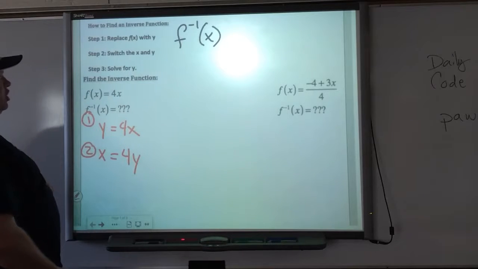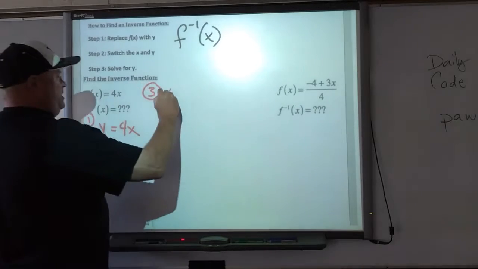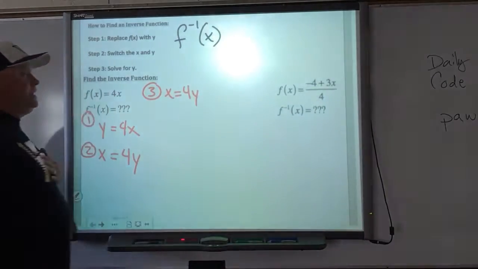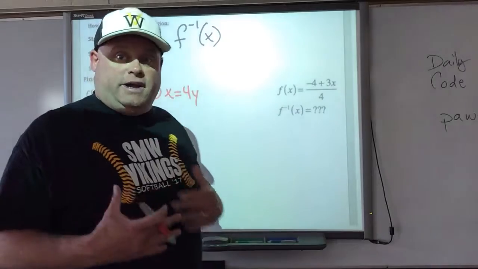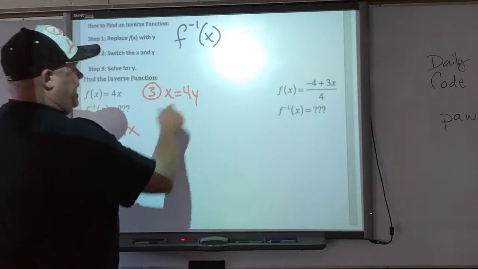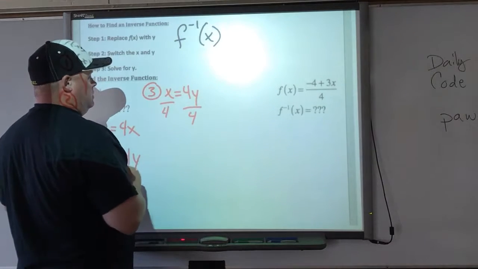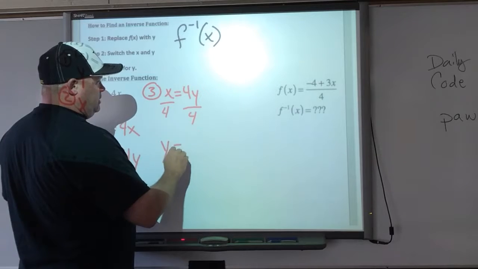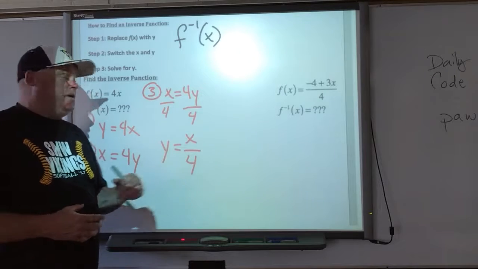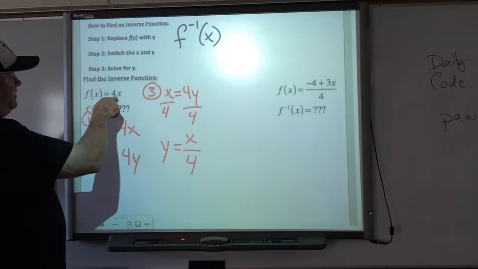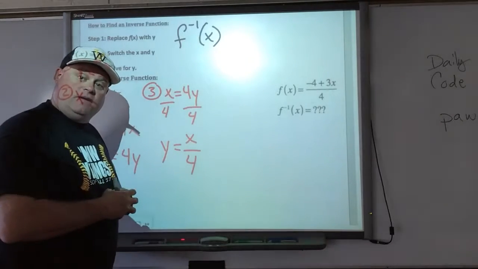Step 3, solve for y. Well, step 2 had me at x equals 4y, right? Now I need to solve for y. That means get y by itself. If it's attached to 4 right now, I would simply divide by 4, divide by 4. So my answer is y equals x divided by 4. That would be the inverse of f of x equals 4x. y would be equal to x over 4. That is the inverse of that.